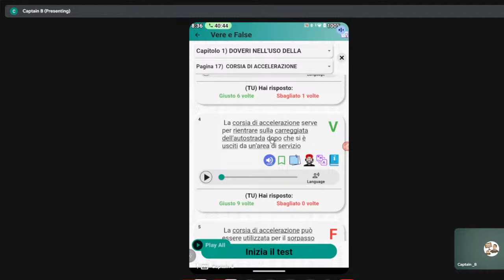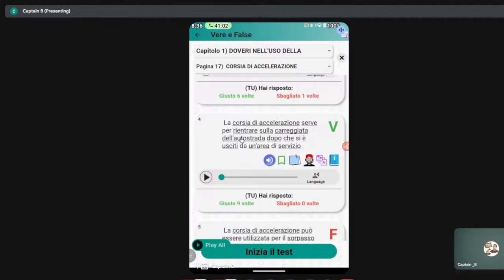No, normally, and I've already told you before, the acceleration lane is used to enter. You can't do overtaking in the acceleration lane. You cannot park in the acceleration lane. You cannot park there. It's only to enter. You understand? You cannot stop there. You understand?